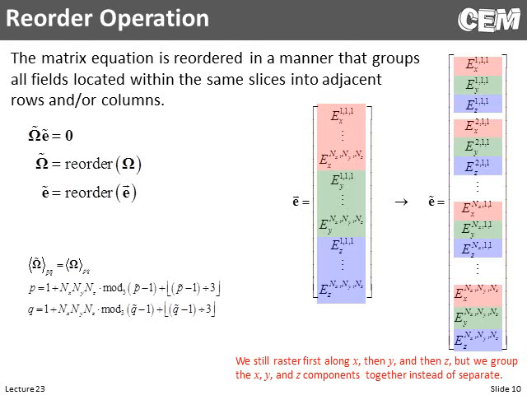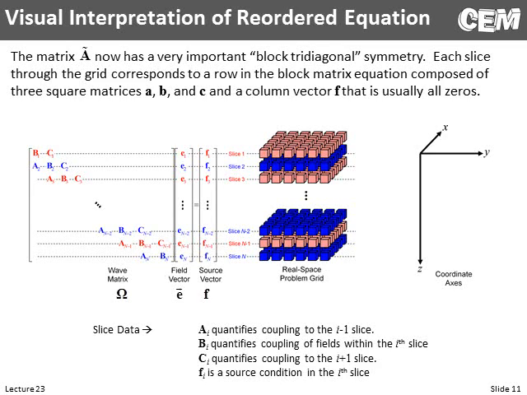So now let's see what happens if we reorder our wave matrix omega by the same procedure. Something sort of magical happens. If we do that reordering, it turns out our omega E equals 0, or equals F, equation becomes something that has a Bloch tridiagonal form. And here, this bold E1 are all of the X, Y, and Z components in the first layer of our three-dimensional grid. So here's our first layer. I'm outlining it with the cursor.